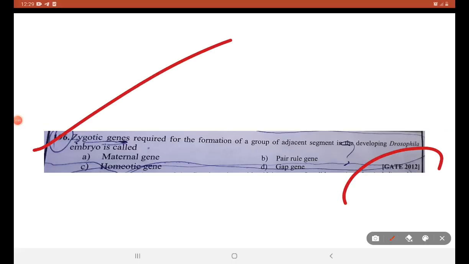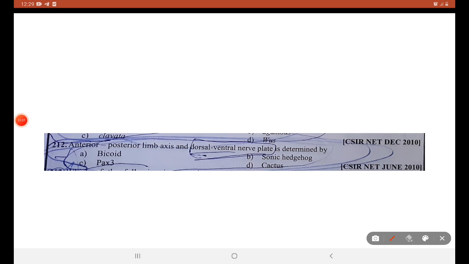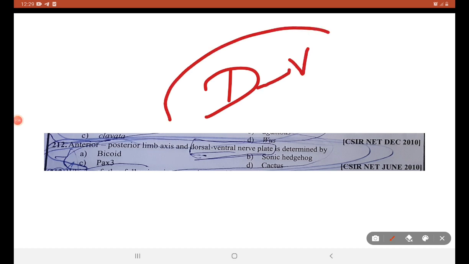A zygotic gene required for the adjacent segment of Drosophila refers to a gap gene. Straightforward. The DV axis, the dorsal-ventral axis, is maintained by sonic hedgehog.